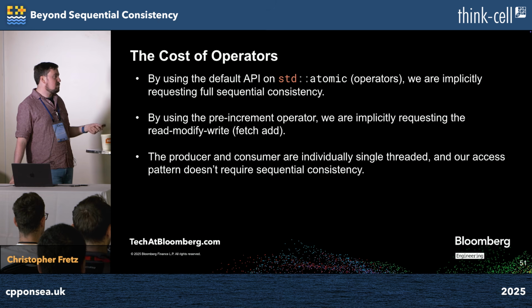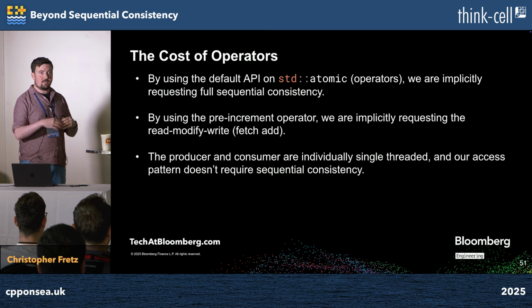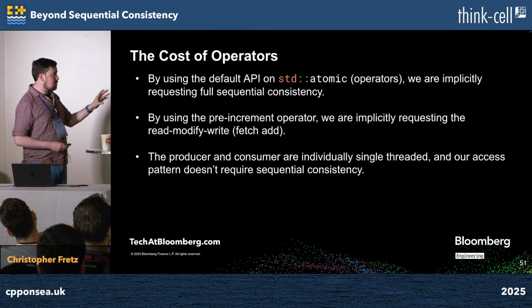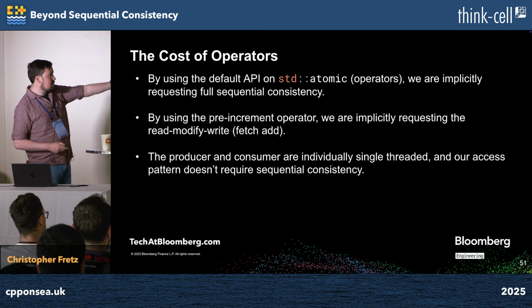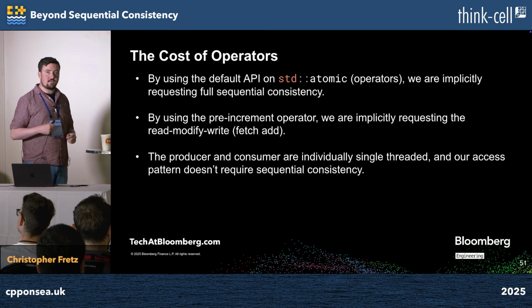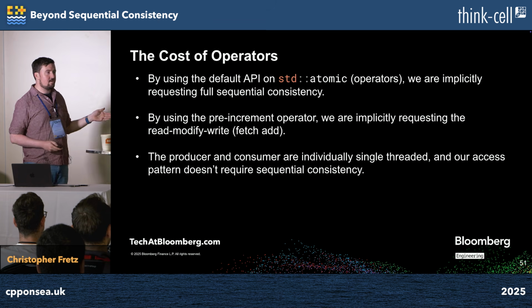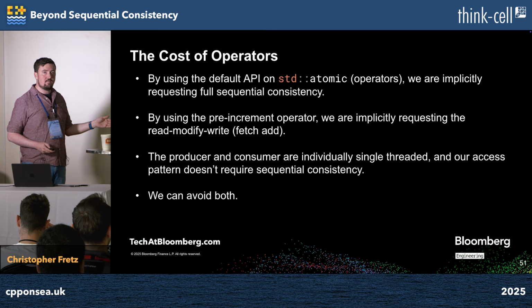But the thing is that the producer and the consumer are individually single-threaded. They're separate threads. The data structure at large has to handle the fact that it has two threads hitting it at the same time. But from the perspective of the producer or the consumer, there is no contention. They are individually single-threaded. And so the only reason that we would need a read, modify, write like that is if somebody else was trying to hit the same index at the same time, and they're not. So our access pattern here actually does not require full sequential consistency, and we can actually avoid both.